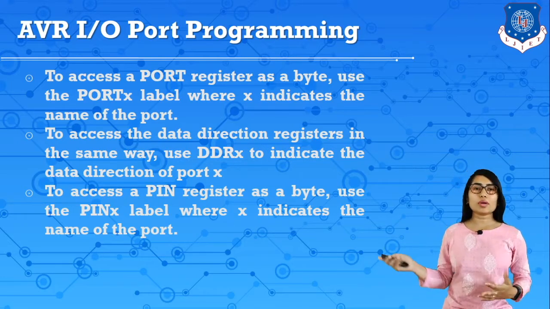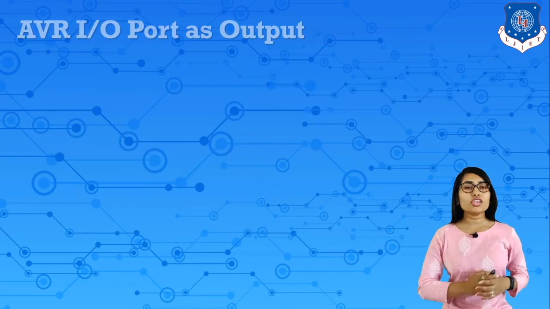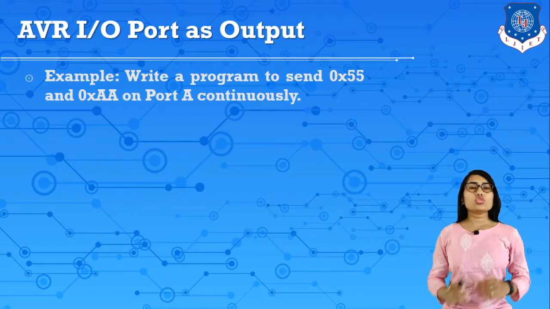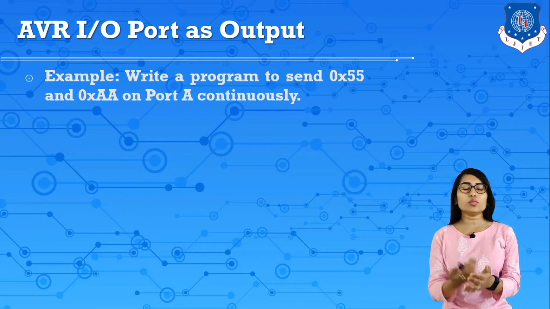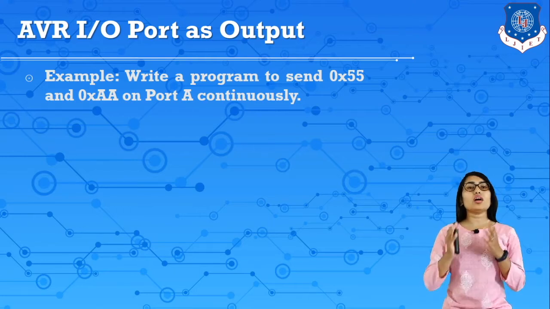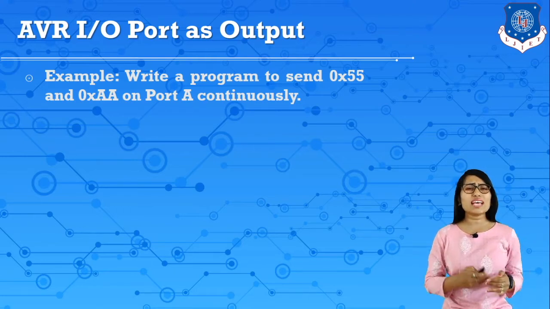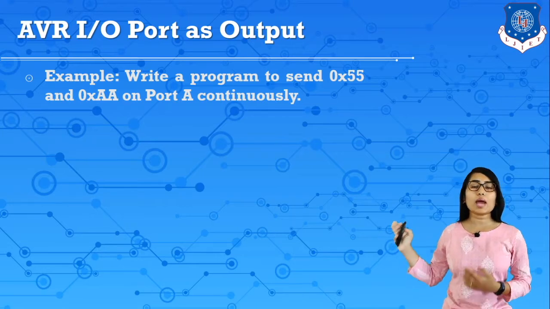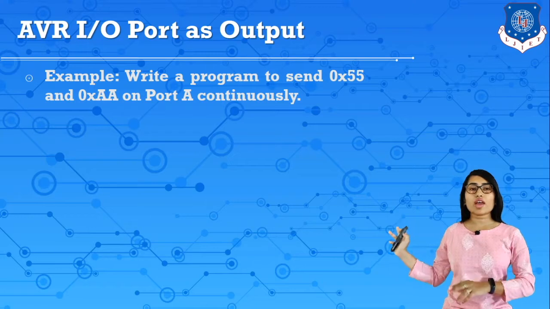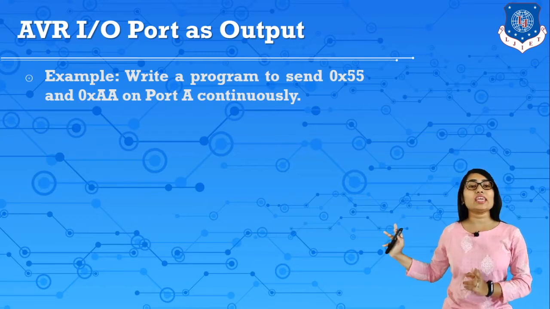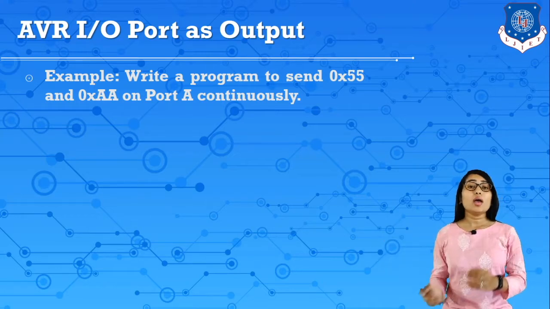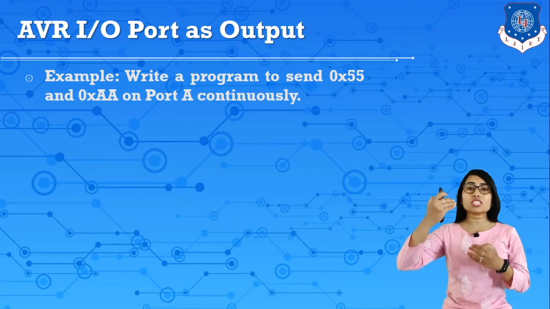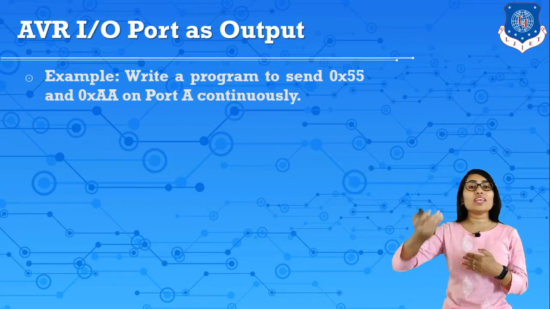So let's discuss that. First we have the AVR port as an output. How can we perform input output programming by making the port an output? Here we have an example: write a program to send 0x55 and 0xAA to port A continuously. That means we want to send data to a port, so we want to make port A an output.